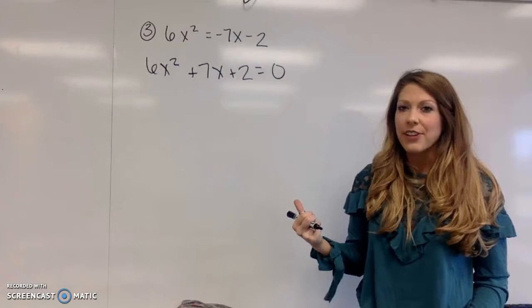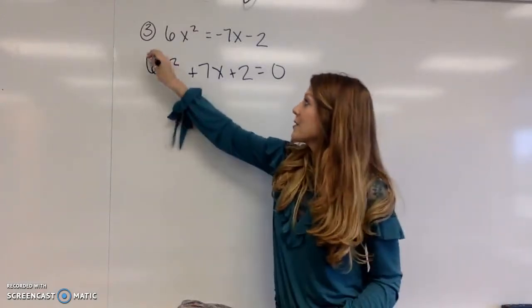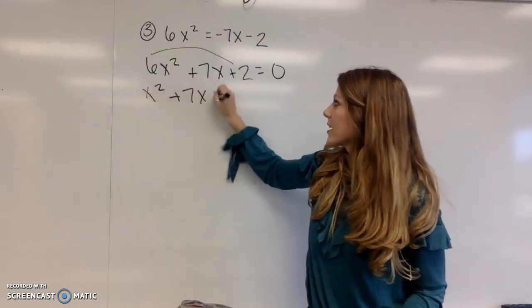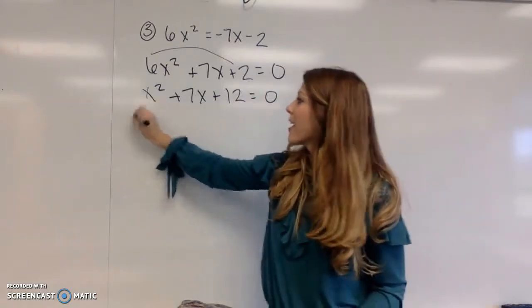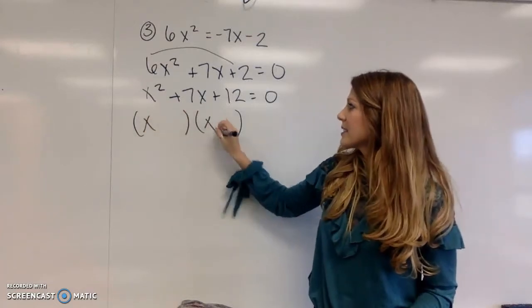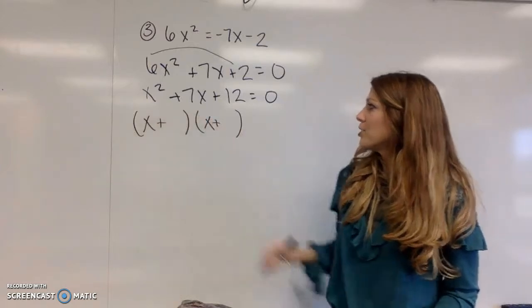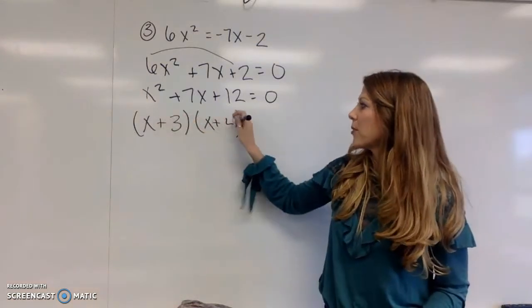All right, now we need to factor. So first step, check for a GCF. There isn't one. So to get rid of that 6, we slide to the back. So now we have x squared plus 7x plus 12. I'm going to go quickly through the factoring part. There's no leading coefficient, so we can set up x and x. Plus means same. They're both positive. Two numbers that multiply to 12 and add to 7. Those are 3 and 4.